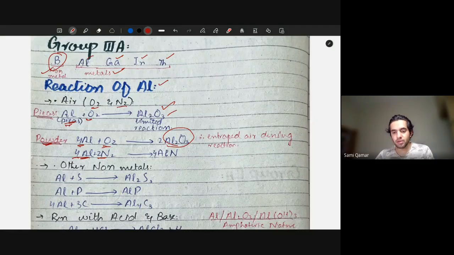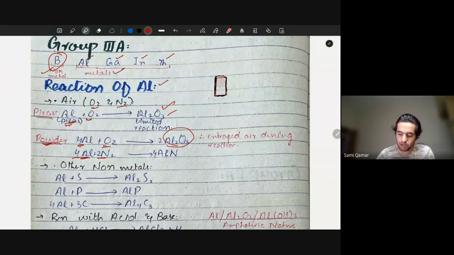Excess oxygen, limited aluminum? No, that is not the case. Oxygen is unlimited in the environment. So what is happening? Let's say this is our first piece. The outer surface will be converted into aluminium trioxide, and now this will protect the inner surface. So all the aluminium inside will be safe.